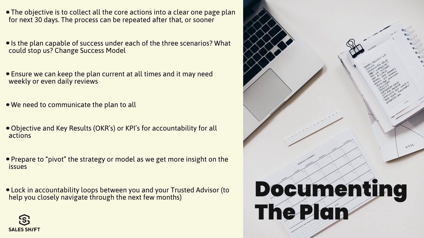And as we've alluded to already, be prepared to pivot the strategy or model as we get more insight on the issues. Things are changing daily, so we need to be ready to pivot. And then lock in accountability loops between you and your trusted advisor. It's really important to get some close support over the coming months while you navigate through this. For those that are working with us, make sure you reach out to us and pull on us to help and support you. But for those that aren't working with us, think about who your trusted advisor is and maybe use them as a bit of false accountability through this difficult time.